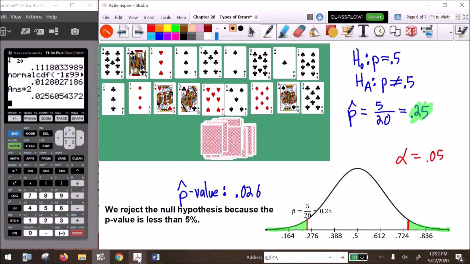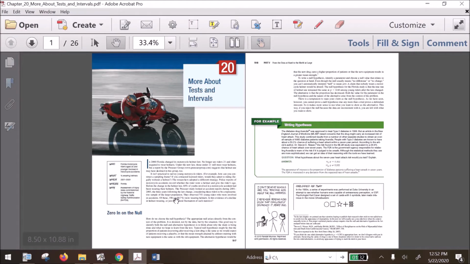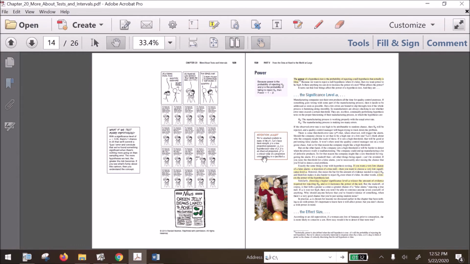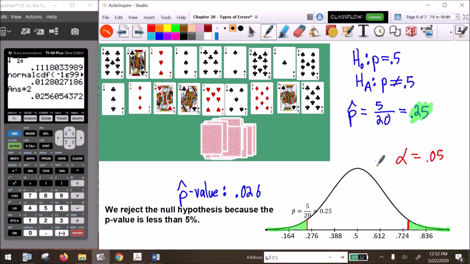There's a nice little comic strip on page, I think, let's see here. It's on page 529 of the textbook. They explore the dangers in p-values and type 1 errors in this comic. I think it's something you'll get a kick out of if you read it carefully. It's a pretty funny comic strip, so that's on page 529.